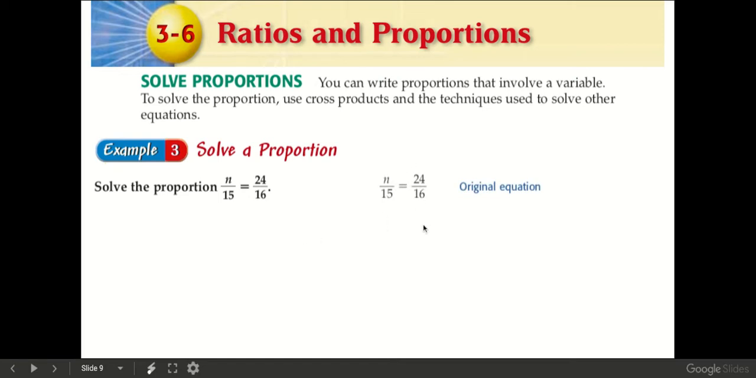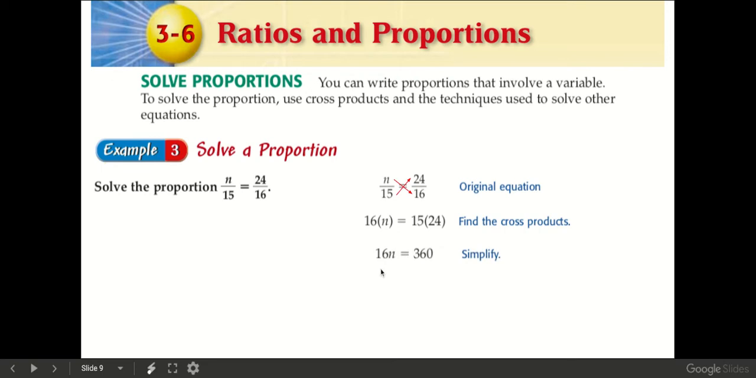So here's our original equation, right? If I'm going to use the cross product, I'm going to use n times 16, and I'm going to use 15 times 24, right? So there's my cross product. So I'm going to write it out here. So 16 times n is 16n. 15 times 24 is 360.